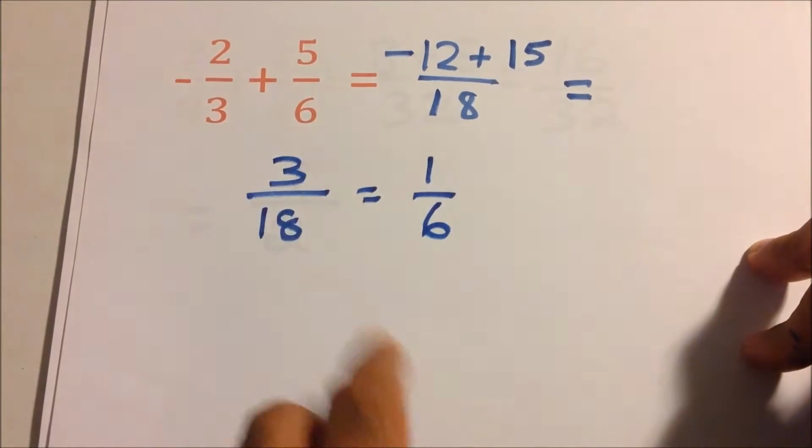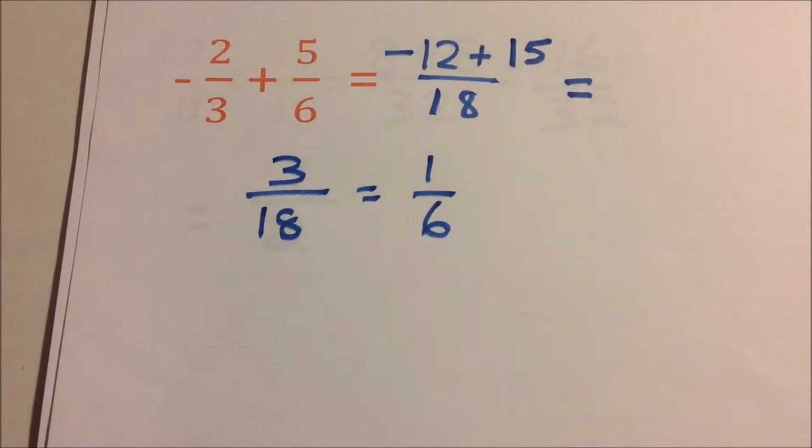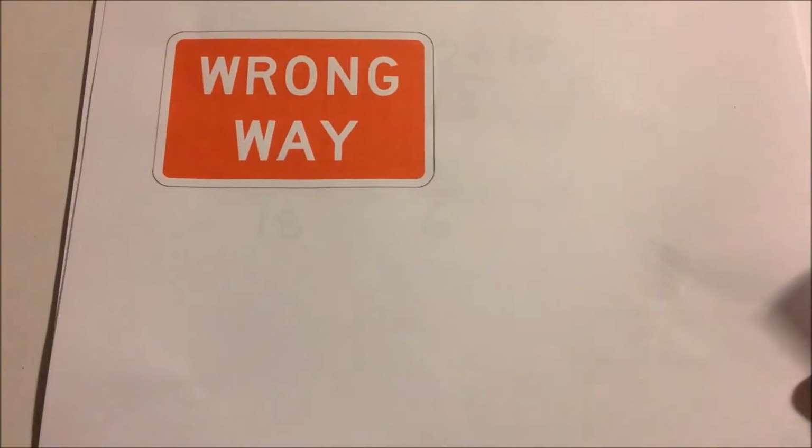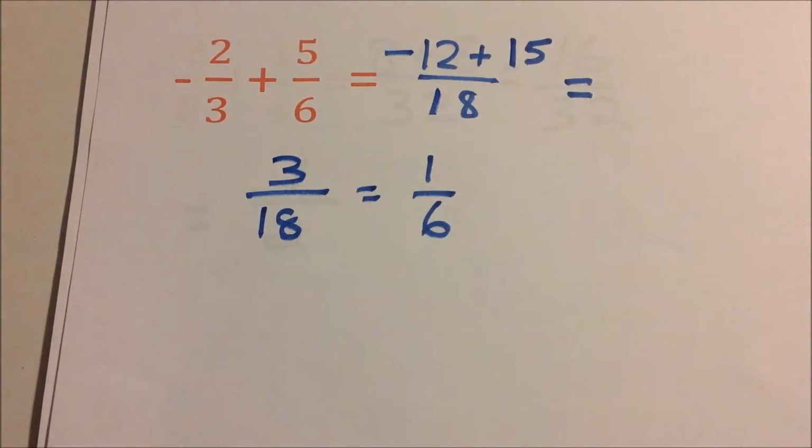1/6. 3 goes into 3 once, 3 goes into 18 6 times. Alright, now there's a right way and a wrong way when we have mixed numbers. So remember, there's a wrong way and a right way. We'll do the wrong way first to show you some mistakes.